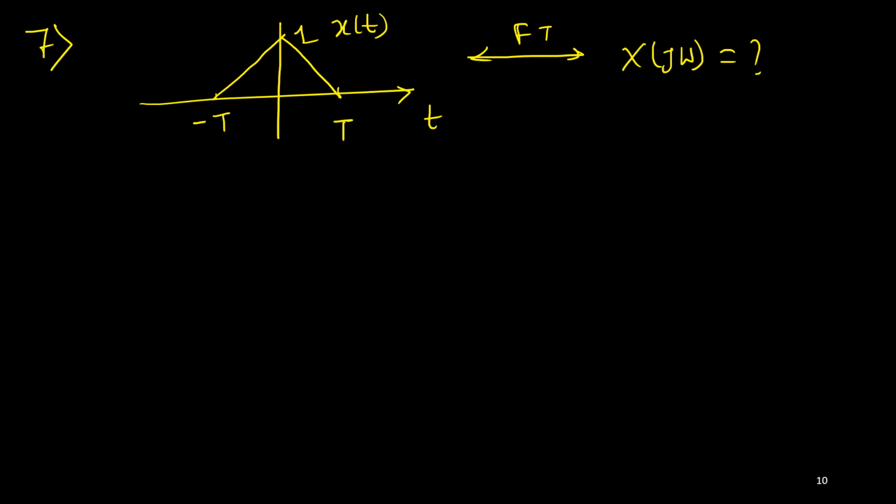Okay. So if you take the derivative, what will we get? This is minus T, this is plus T. For t less than minus T, it is 0, so the derivative is 0. And the right side slope is 1 upon T. So this height is 1 and the change in t is capital T, so the slope is 1 upon capital T. And it is a constant slope.